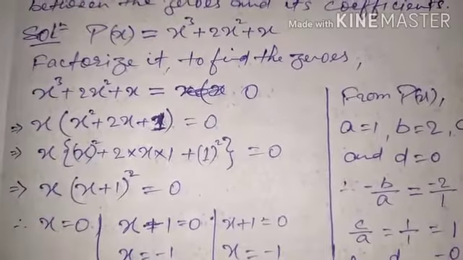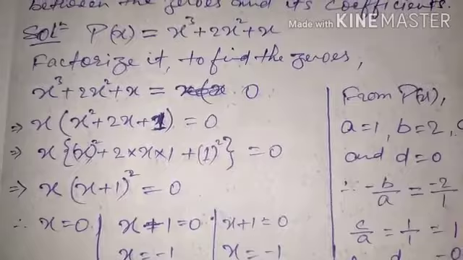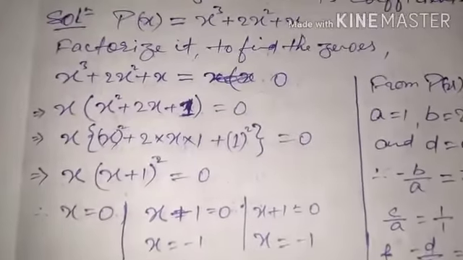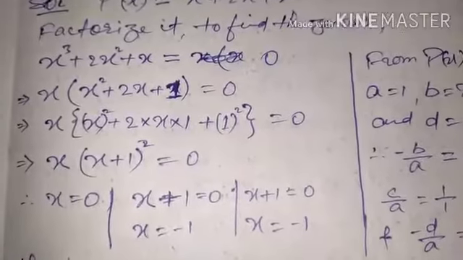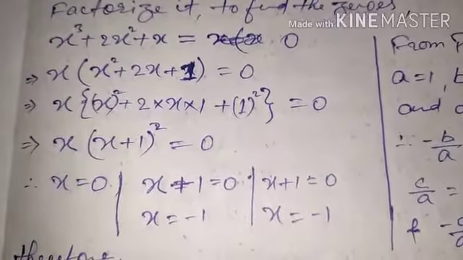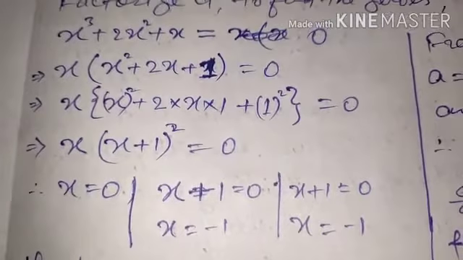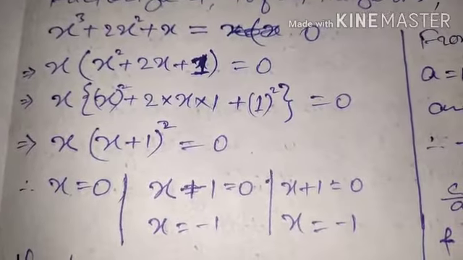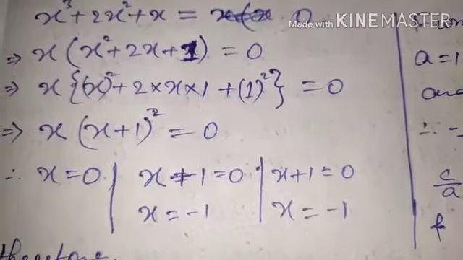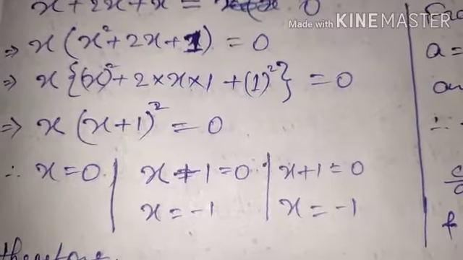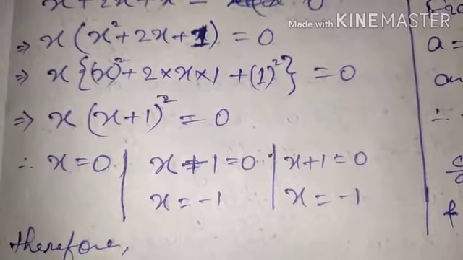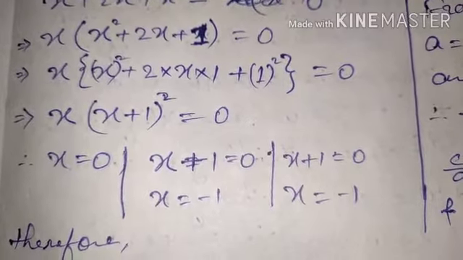Just simply we can factorize it with the help of the common factor method. So I had done that. See here, factorize it to find the zeros of the polynomial. So I am equating it with 0, and after that factorizing it. First, in the second step, we have taken out x as a common factor, and then we are left with x square plus 2x plus 1. So this is the identity a square plus 2ab plus b square. There a is x and b is 1, so we can easily get x multiplied by (x plus 1) whole square equals to 0.